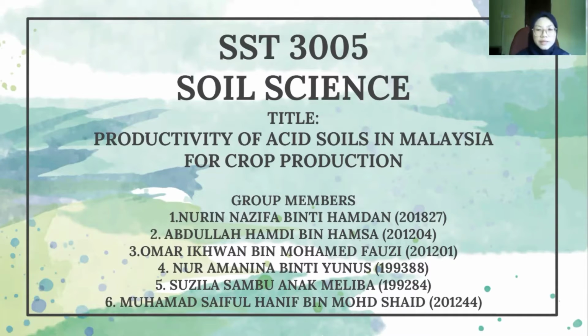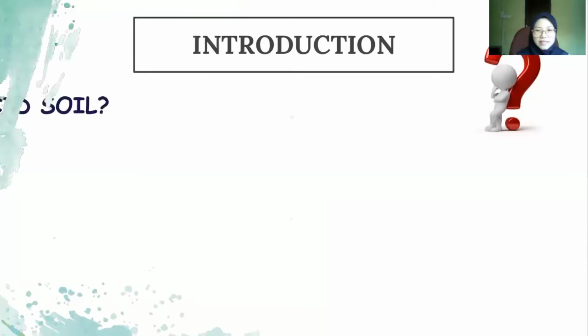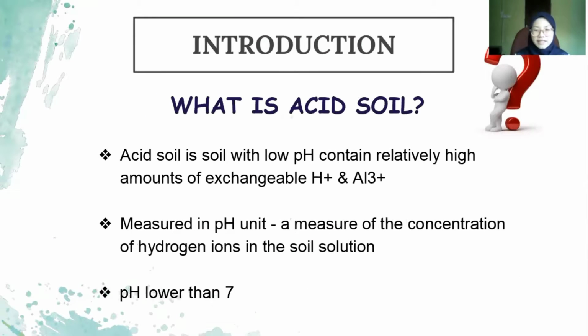Today we're going to present about productivity of acid soil in Malaysia for crop production. Firstly, what is acid soil? Acid soil is soil with low pH containing a relatively high amount of exchangeable hydrogen and aluminium. Soil acidity is measured in pH units. pH is a measure of the concentration of hydrogen ions in the solution. It is measured on a logarithmic scale from 1 to 14, with 7 being neutral.